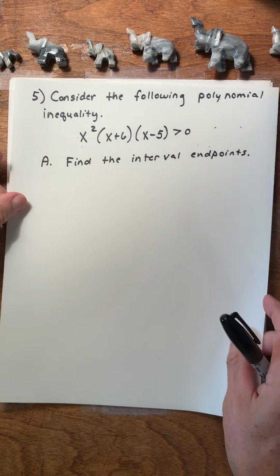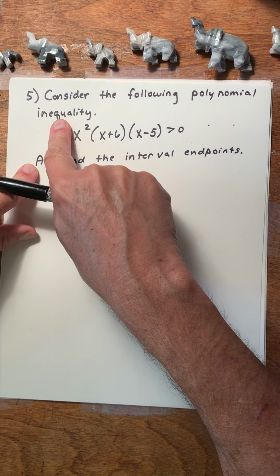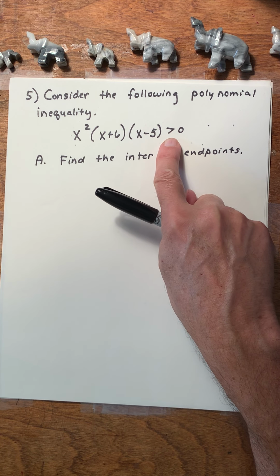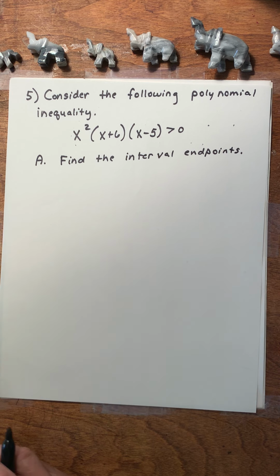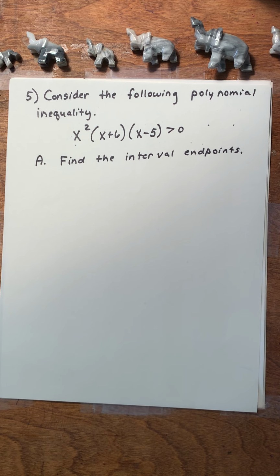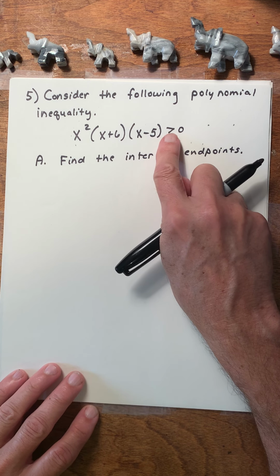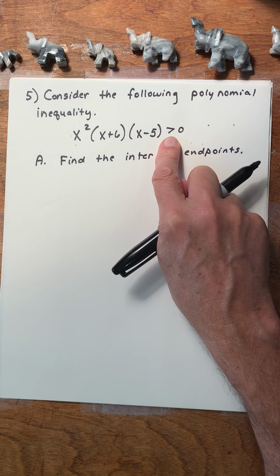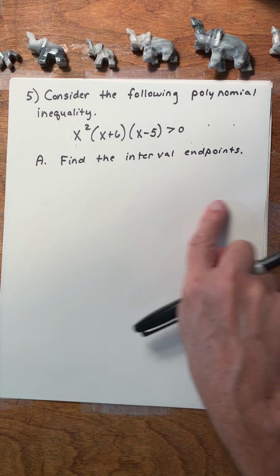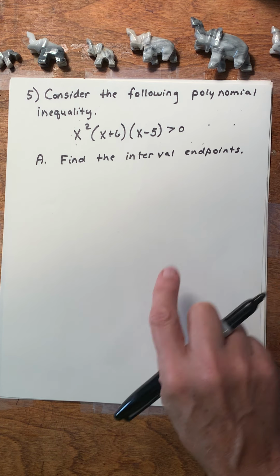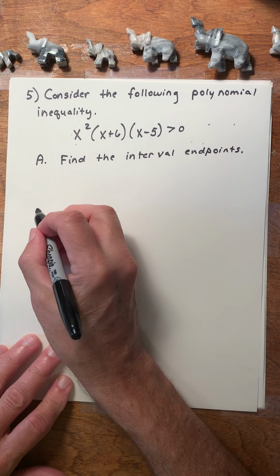Number 5, last one. Consider the following polynomial inequality. Notice, not an equal sign there. There is an inequality symbol. So I have to find the interval endpoints first of all. Now, when I have an inequality and I try to find the solution set, it's going to be parts of the number line. So I've got to find the endpoints of the parts of the number line that divide my solution set.